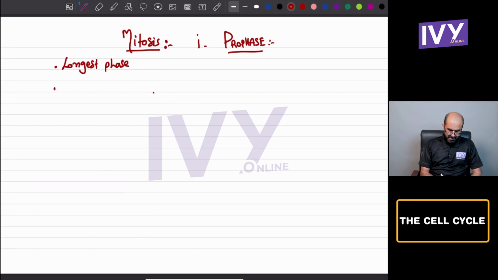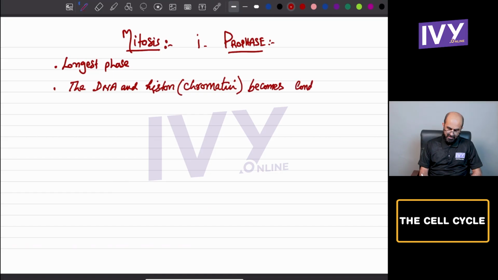Initially, the chromosomes, or the DNA and histone, which is collectively known as chromatin or chromosome, are in the uncondensed form. The chromatin becomes condensed. The DNA goes to the condensed form. If this is one chromatin, it's a thin and uncondensed structure. It will be condensed like this. Now look at the difference between these 2 structures. This is the uncondensed, and this is the condensed one.